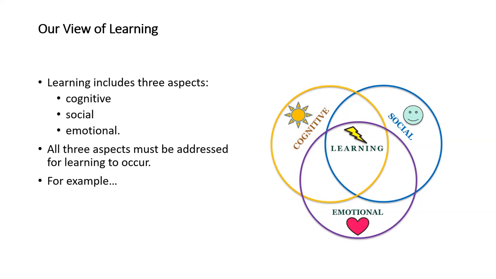And you don't have to post your answers in the chat just yet, although you're welcome to. Just think about this for a moment. What is your view of learning? How do you see your own role as a professor and your students' roles? And as you're thinking about this, maybe your view of learning is one that I've just described, or perhaps it's something else, but regardless of your specific view, we propose that learning involves 3 aspects: cognitive, social, and emotional. And all 3 aspects must be addressed for learning to occur.